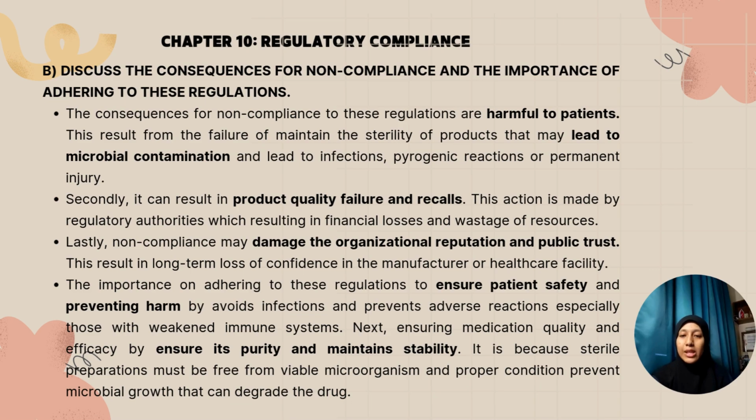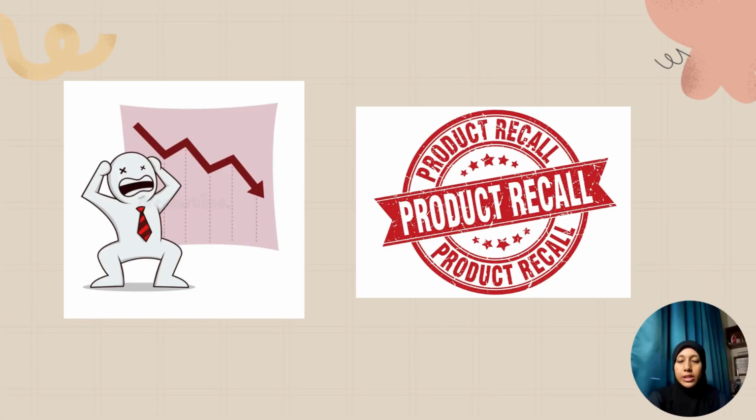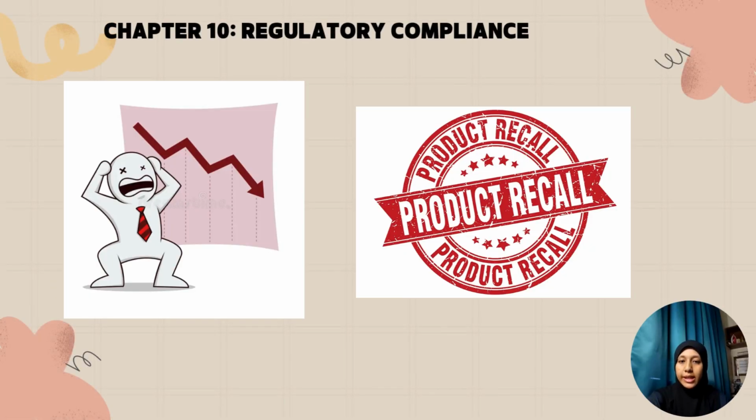Next, it is to ensure the medication quality and efficacy by ensuring its purity and maintaining its stability. It is because the sterile preparation must be free from viable microorganisms, and proper conditions will prevent the microbial growth that can degrade the drug. For the last part, one of the consequences that I mentioned in the previous part is product recall. Product recall is a removal of a pharmaceutical product from the market because it poses a risk to patient safety and it does not meet the quality standard or violates the regulatory requirements.